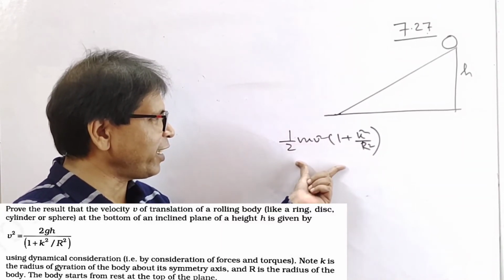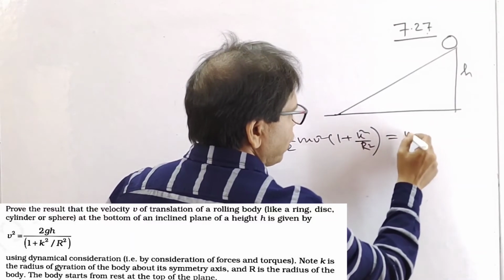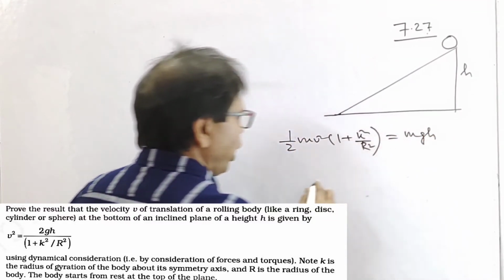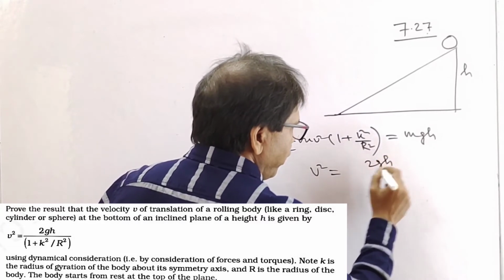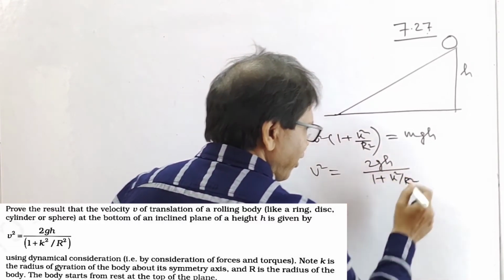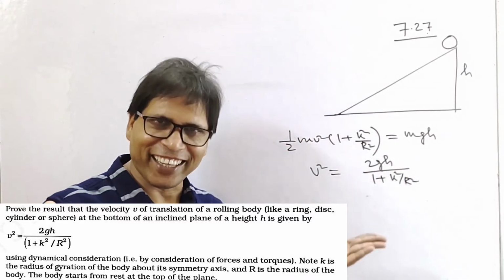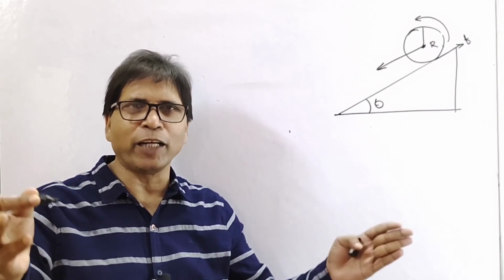So this kinetic energy is obtained from the mechanical energy, which is mgh. Therefore v square equals 2gh divided by (1 plus k square by r square). Okay, understood? Next. Now acceleration of rolling down an inclined plane.